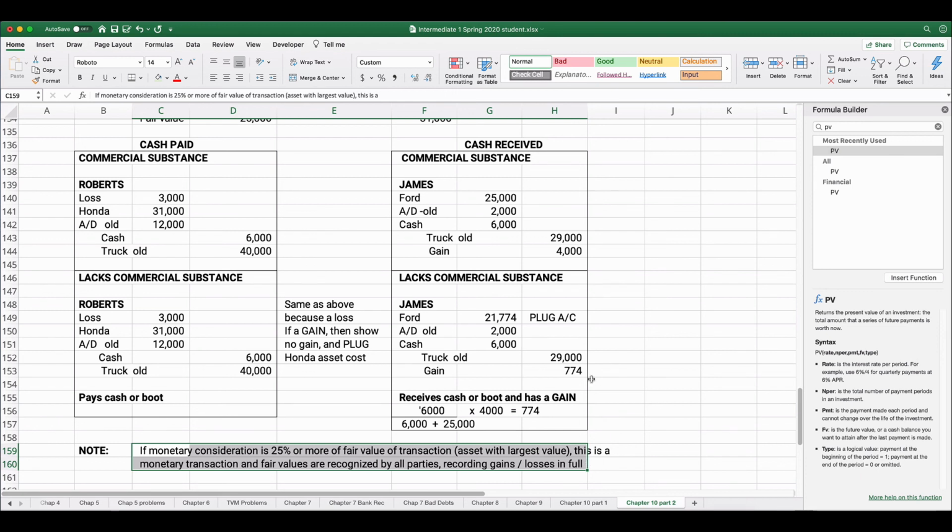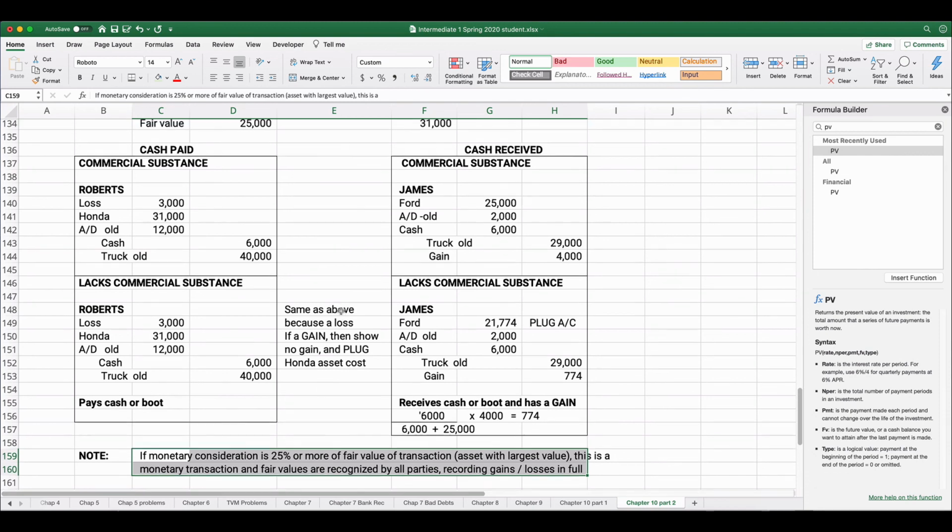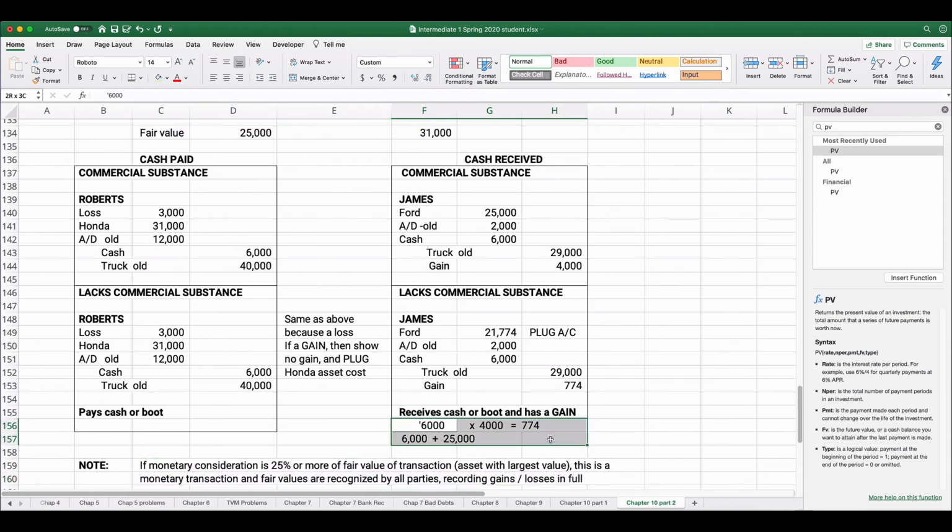This is a good little problem just to know. I'm probably not going to ask you very much on this, but this is how you calculate it. Go back and look at this problem. If you need some more help on that, let me know and I can create a little problem where we have this. All right, thanks for watching the second video of Chapter 10.